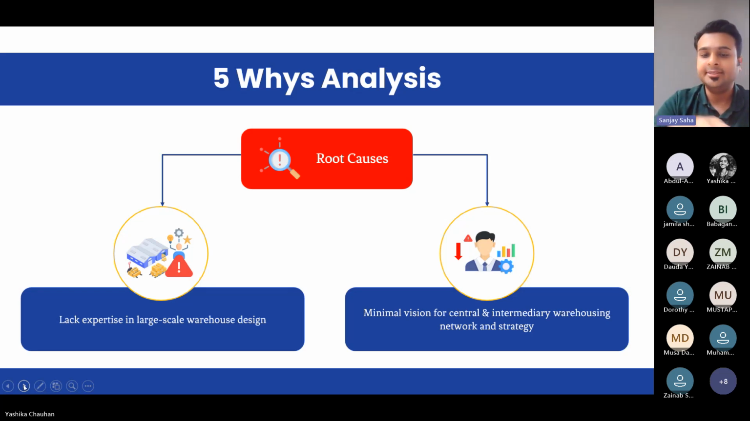If you see here on the screen, since they did not have a vision for a central and intermediate network and strategy, that is why they did not invite an expert to design their warehouse. It's interconnected if you see it like that. So these become your root causes for a less integrated or less centralized warehouse design, as we saw earlier on the screen. Yeah, next slide.